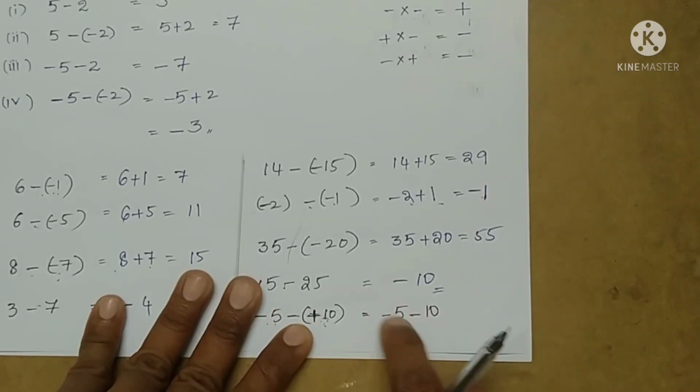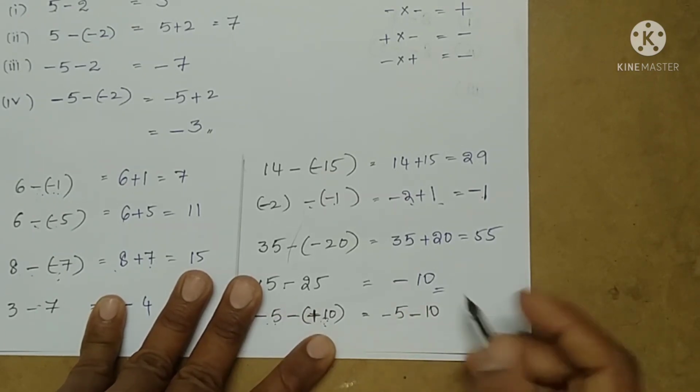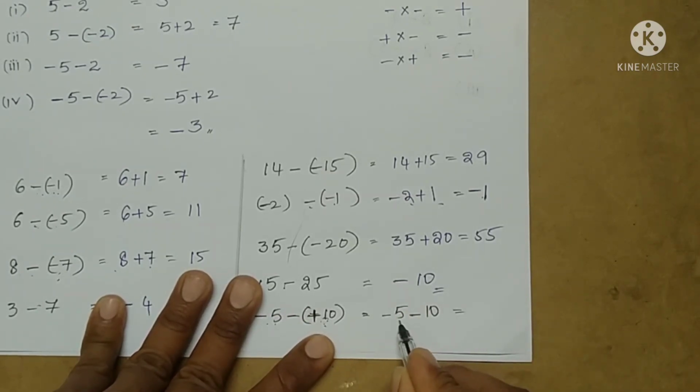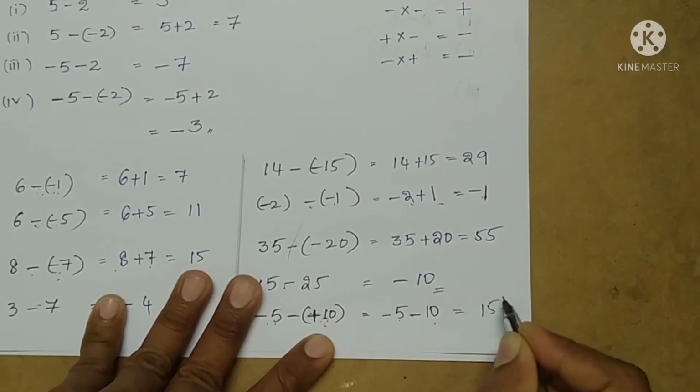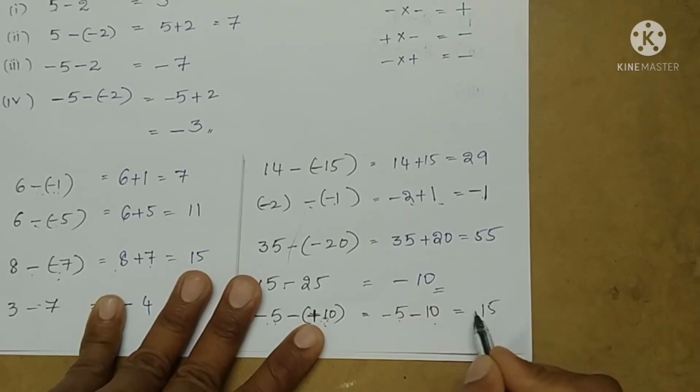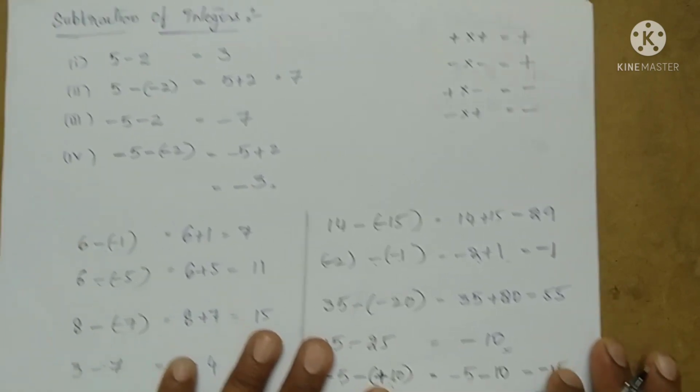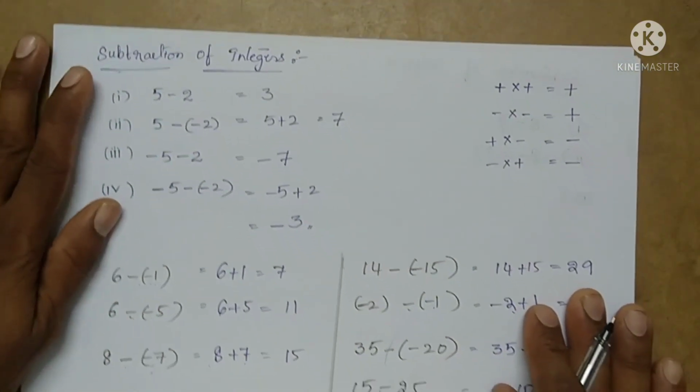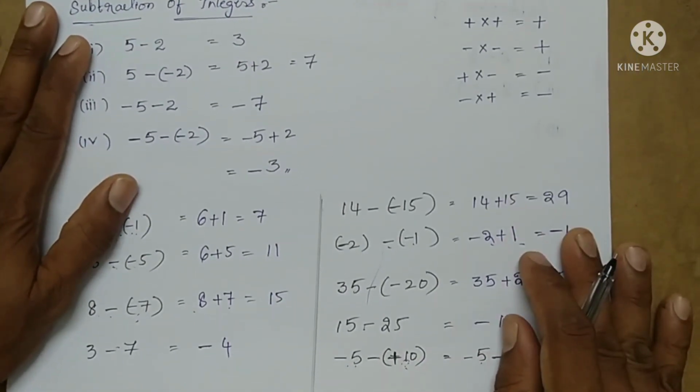Here both are negative integers, right? What do we have to do? Addition. 5 plus 10 is equal to 15. We always prefer the highest one's symbol. Here the highest one's symbol is minus, so this is the final result, minus 15. This is the way we can subtract any integer from any integer.